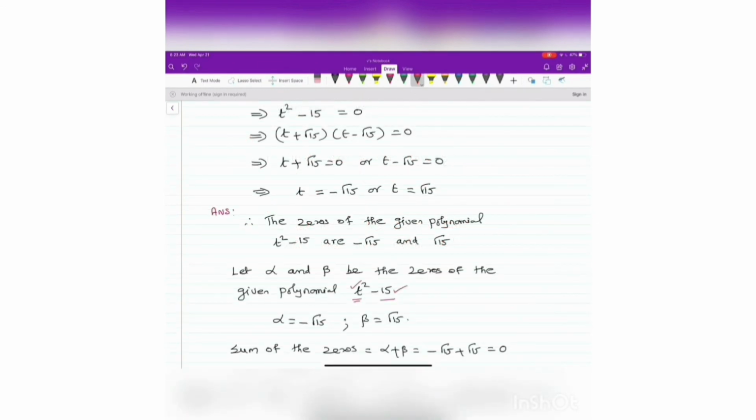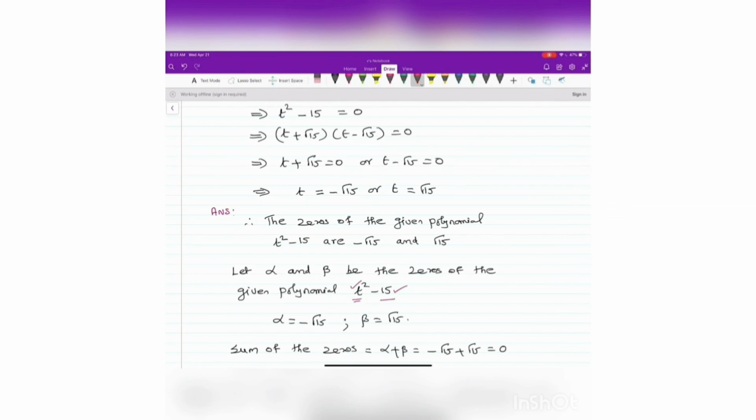With that, we have come to the end of today's session and we have worked out questions from exercise 2.2 pertaining to just two concepts, namely how to find out the zeros of the polynomial as well as how to verify the relationship between the zeros and the coefficients of the given polynomials.